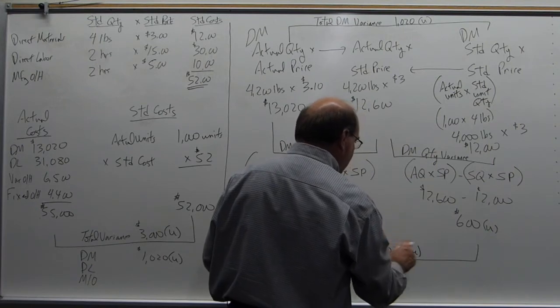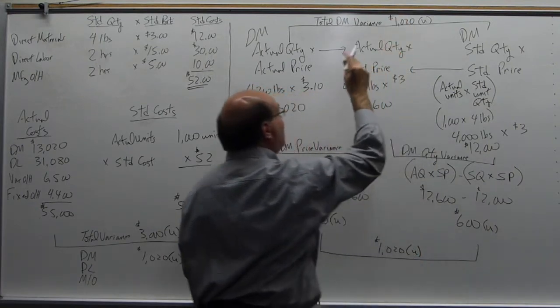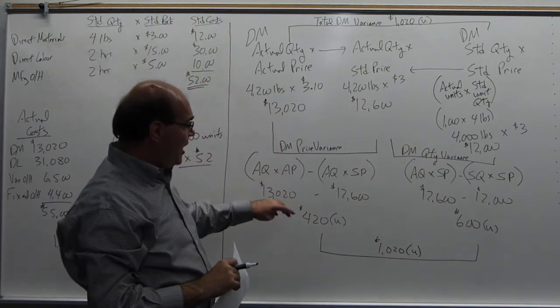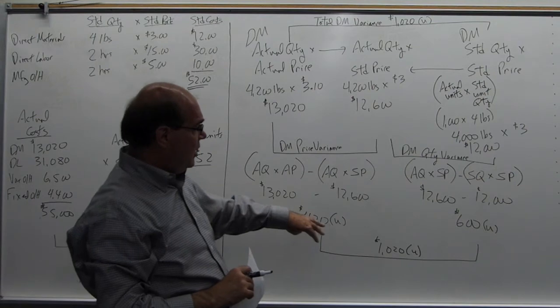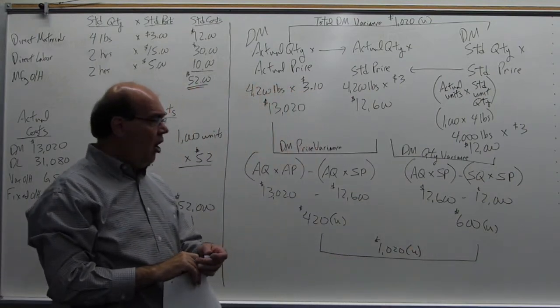Oh, guess what? That's my number up here. This is my way of checking. So I said my total direct materials variance was 1,020. That's because my price was unfavorable by 420 and my quantity was off by 600. So now I can go, oh, okay.